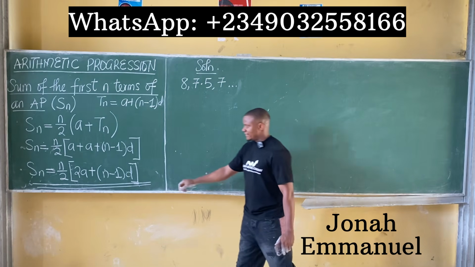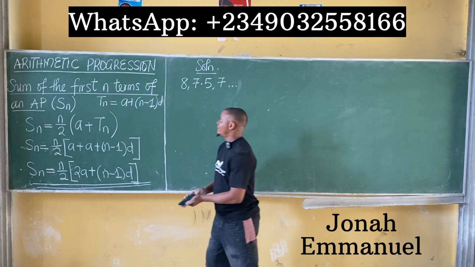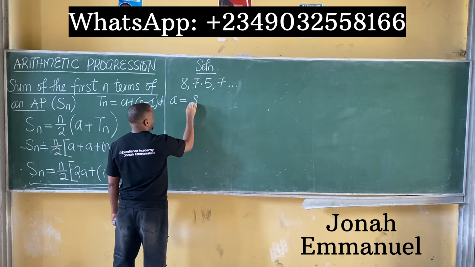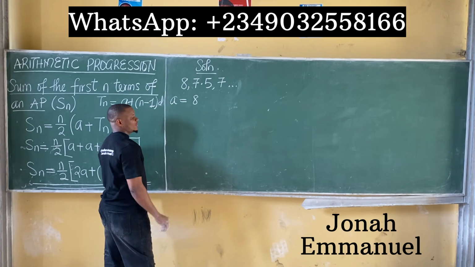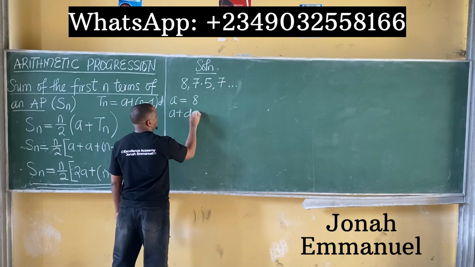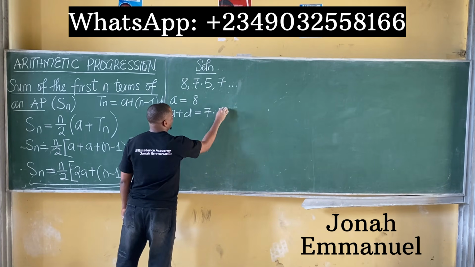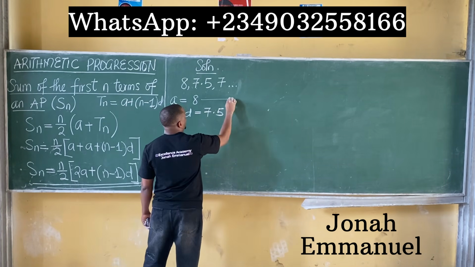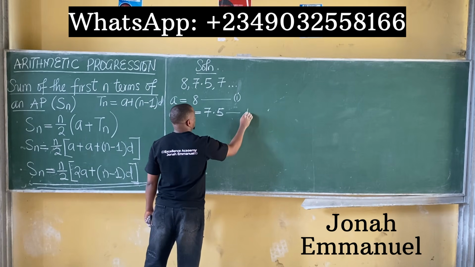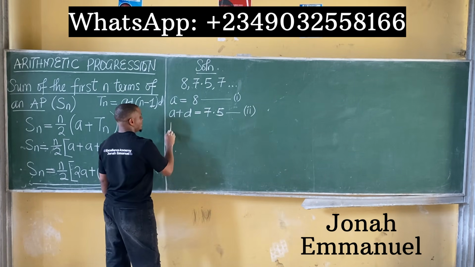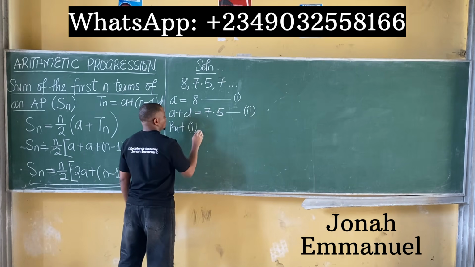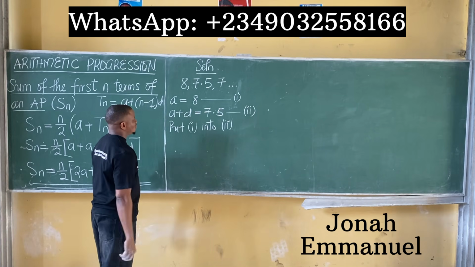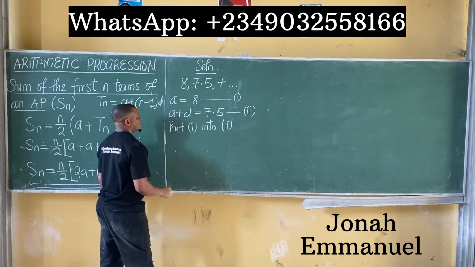Instead, let's get the value of the common difference. For this AP, it's clear that the first term a is equal to 8. The second term, a plus d, is equal to 7.5. From here, we can get the value of d. Let's call this equation 1, the first term, and this equation 2, the second term. Let's put equation 1 into equation 2. If I put 1 in 2, from 2 I have a plus d.